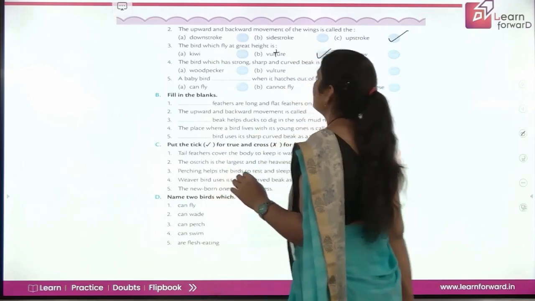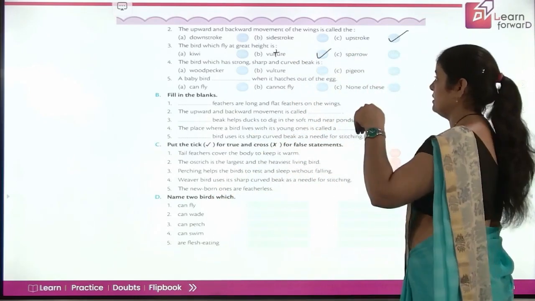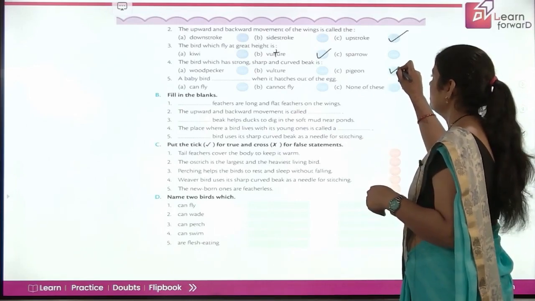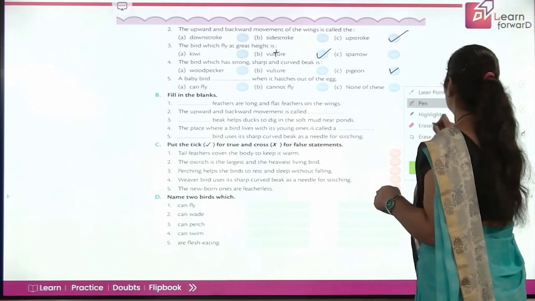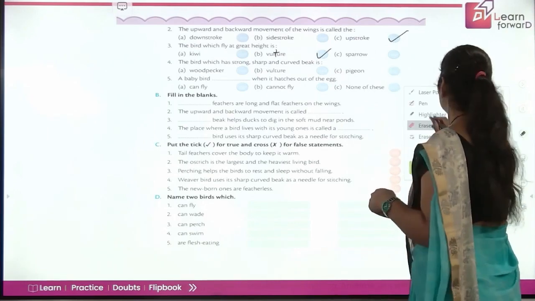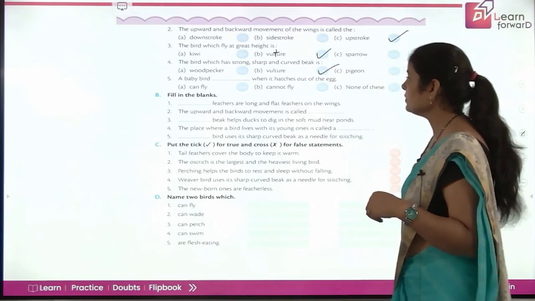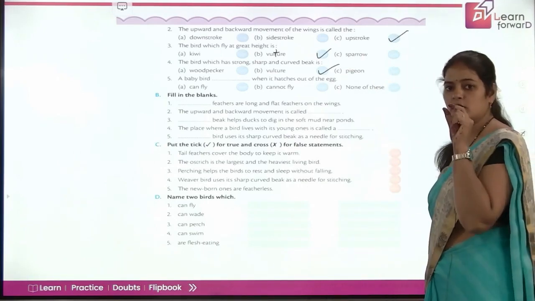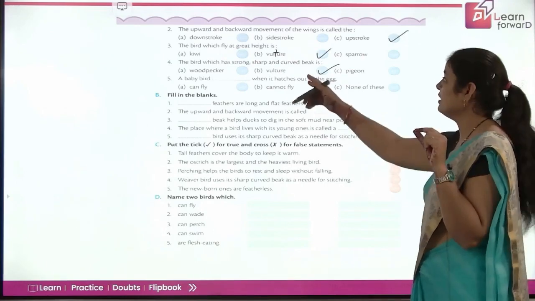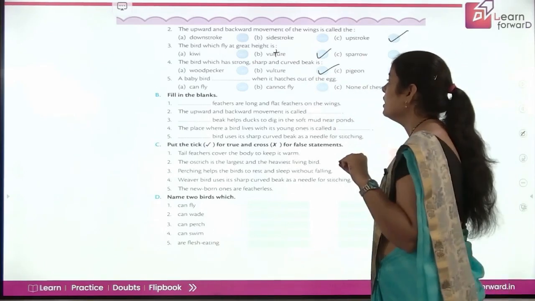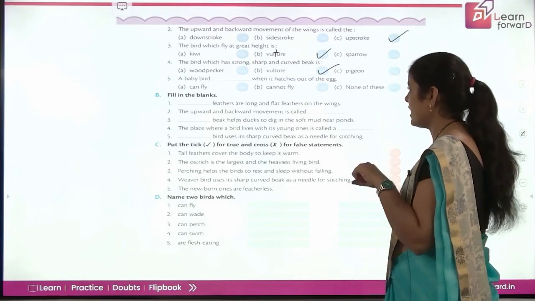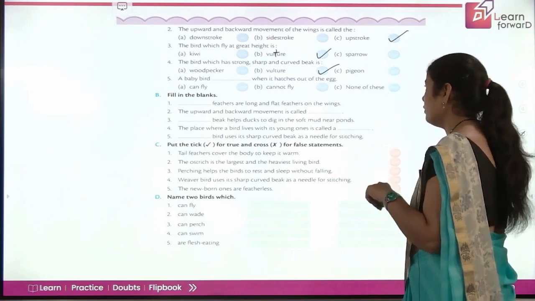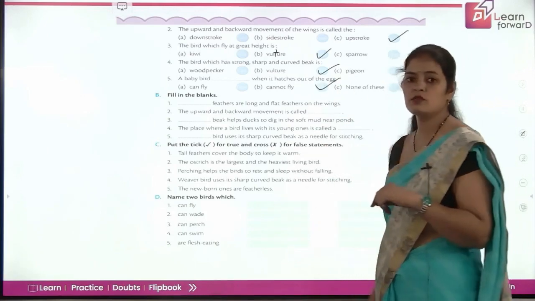The bird which has strong, sharp and curved beak is a woodpecker, vulture or pigeon. It is vulture. Okay. Woodpecker has a straight beak. Pigeon again is having very short and very pointed beak, while vulture has a sharp and curved beak. A baby bird dash when it hatches out of the egg. It can fly, it cannot fly, none of these. It cannot fly because it does not have feathers.